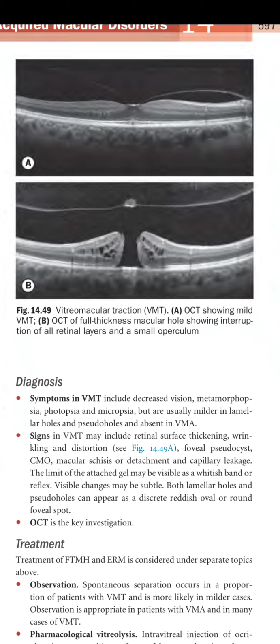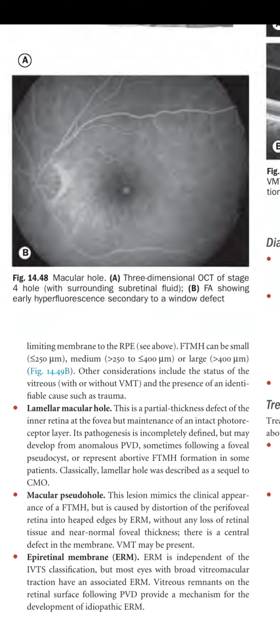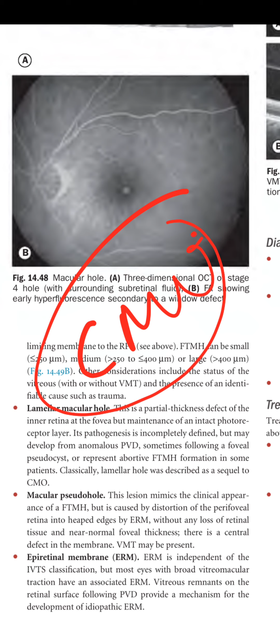So usually the full thickness macular hole involves all the layers of the retina up to the RPE, but in the lamellar hole, the inner retinal layers are having a hole, whereas the outer retinal layers are still not separated. So there is a partial thickness defect of the inner retina at the fovea, but maintenance of an intact photoreceptor layer. Its pathogenesis is incompletely defined but may develop from an anomalous PVD, sometimes following a foveal pseudocyst, or represent an abortive full thickness macular hole formation in some patients. Classically, lamellar hole was described as a sequela to CMO, so usually it can occur after the CMO.